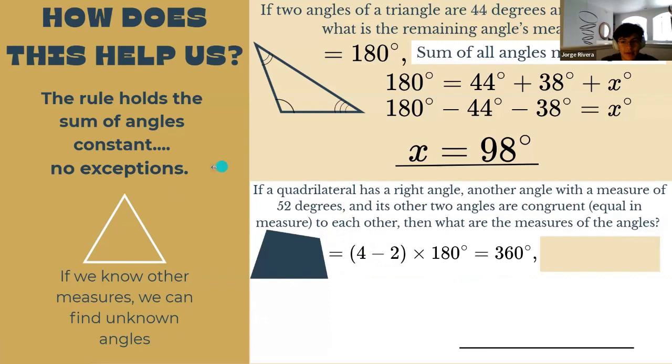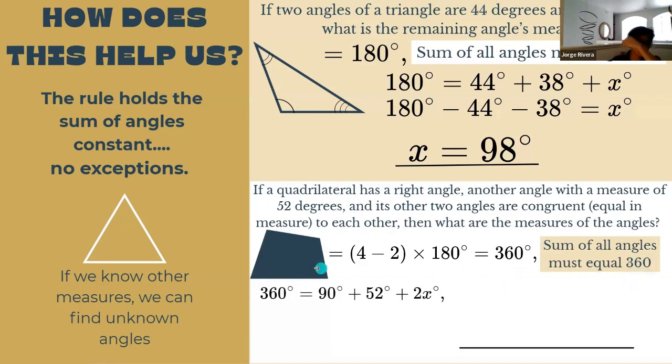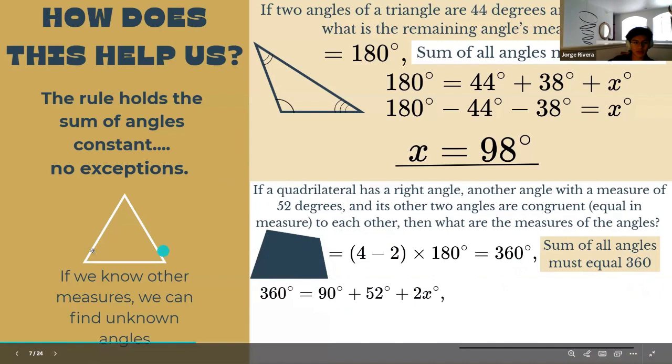So we're just going to plug it into the equation that we had in the last slide, which is n minus 2 times 180, right? So we're going to plug in 4. That means every single quadrilateral has to have 360 degrees of internal angles, right? But we already know the values of 2 of those angles. So the sum of all angles must equal 360. So that means that 360 is equal to 90, which by definition, a right angle is 90 degrees.